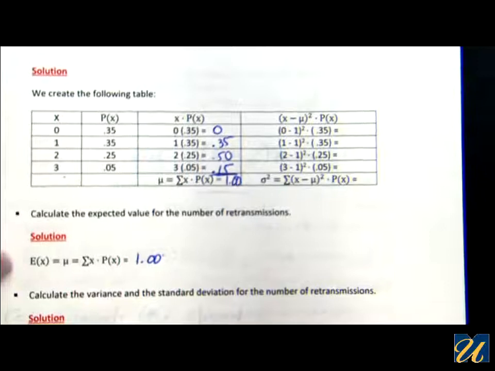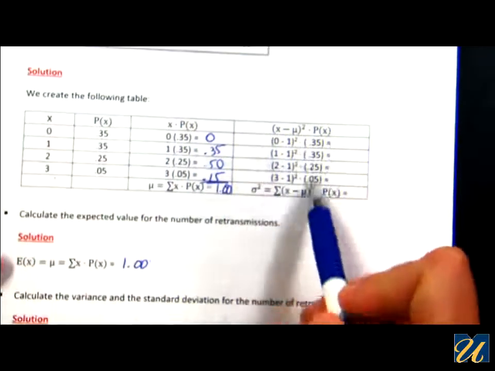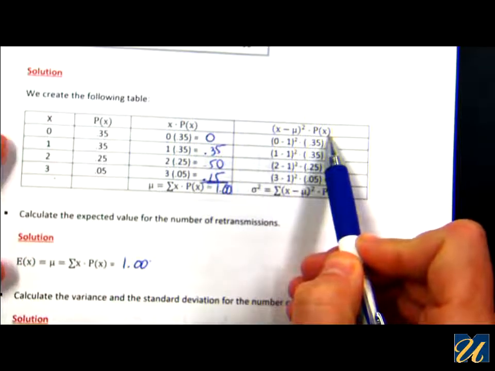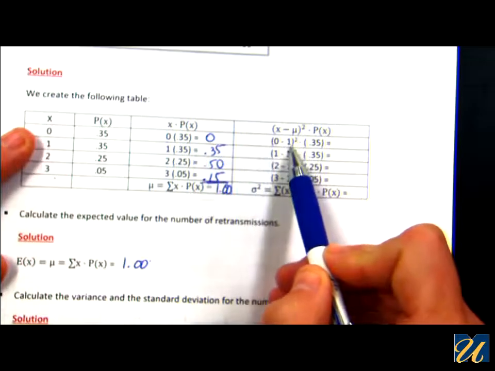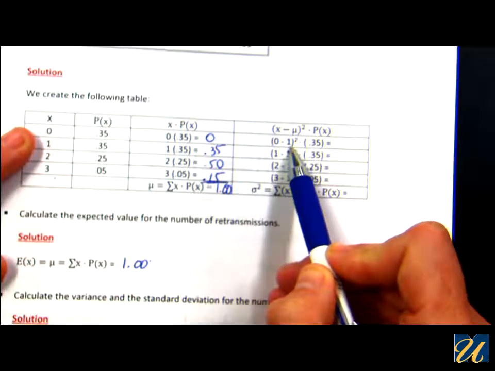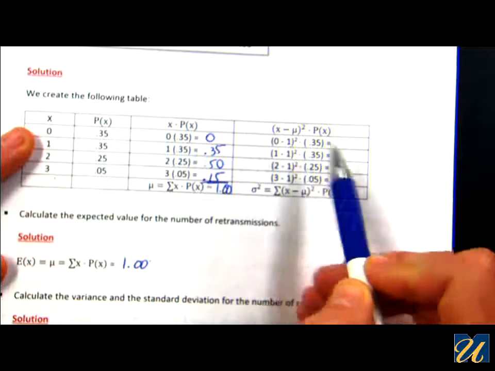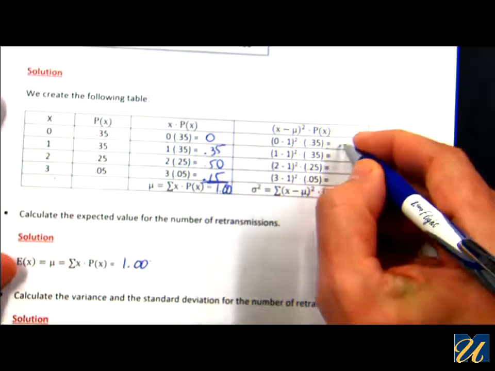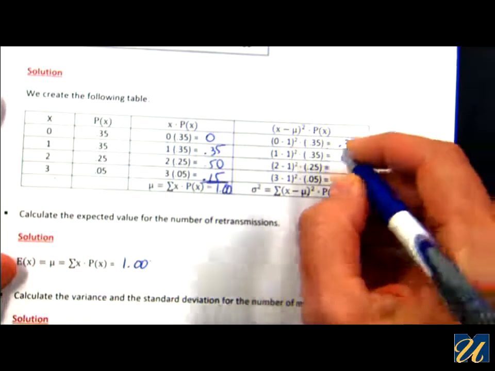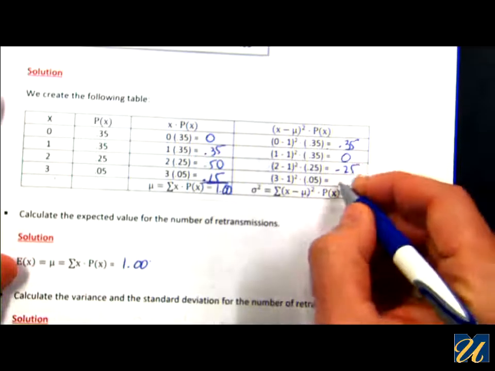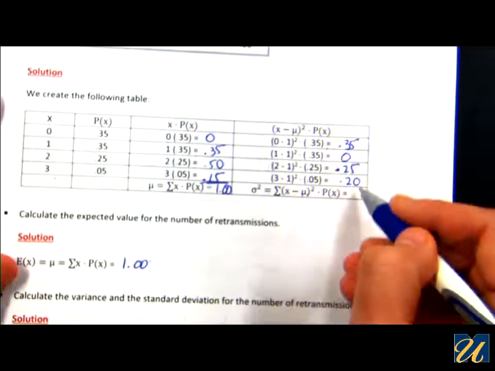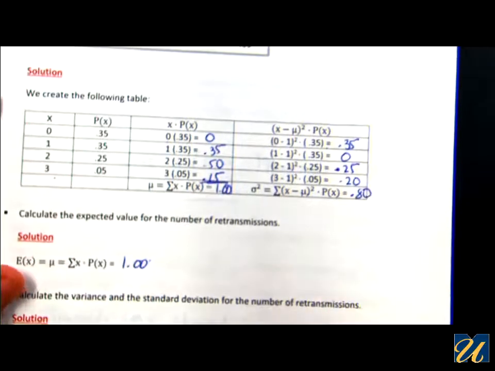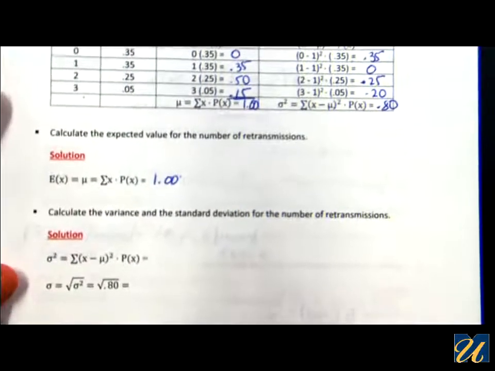Now, for the variance, I fill out the column with x minus mu squared times p of x for each outcome. You will take each outcome, you will subtract the expected value, you will square whatever you find to get rid of the negatives, and then you will multiply it with its corresponding probability. So this will be 0.35, this will be 0, this will be 0.25, and this will be 0.20. So if we add them all, this will give us the variance. The variance in this case is 0.80.